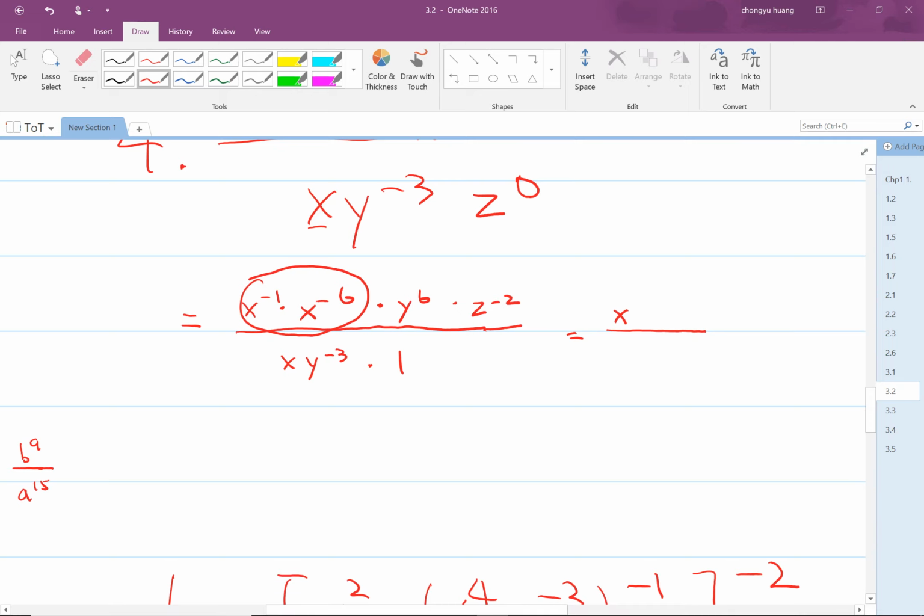Since it is multiplied, it just becomes addition. So it's negative 1 minus 6, which is negative 7. We cannot simplify anything with y, so it stays y to the power 6, and then z to the power negative 2. At the bottom, as the denominator, we have simply x and then y to the power negative 3, multiplied by 1. We can just leave out the 1, because multiplying by 1 means we don't have to write it.